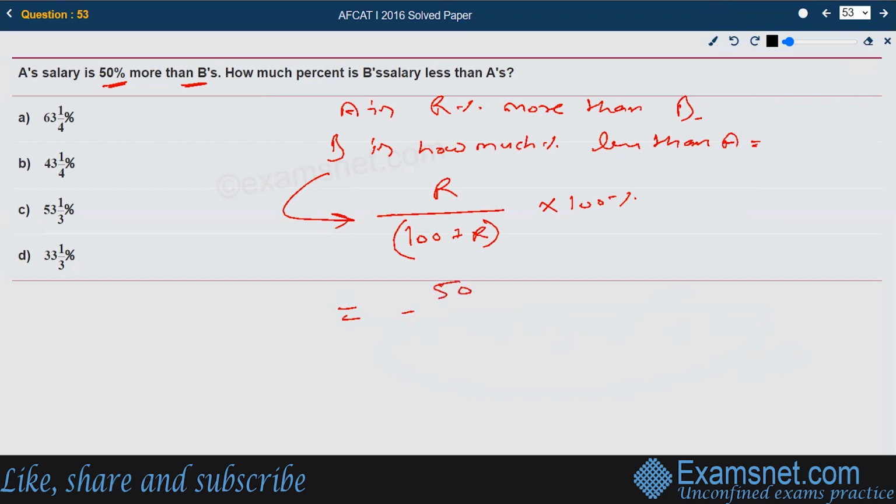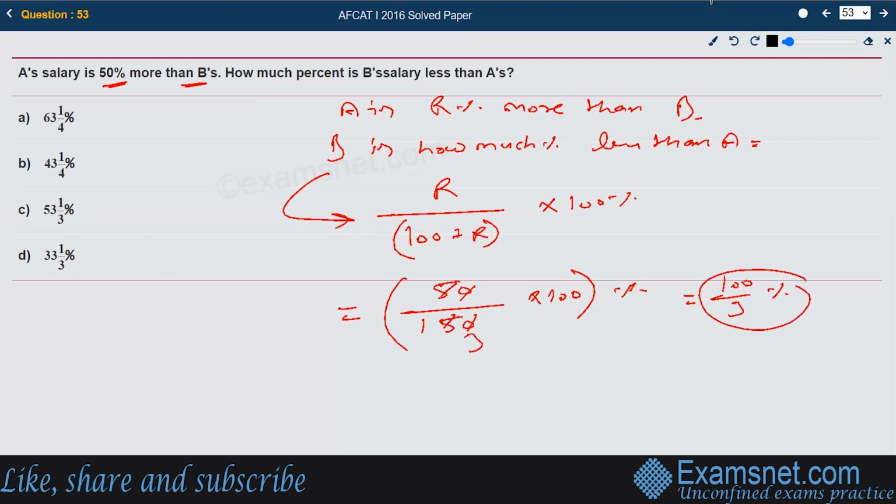R here is 50, and 100 plus R is going to be 150, into 100%. This much is your B lesser than A percent. If you solve this, it cancels down by 3, so it comes out to be 100 by 3%. So your B is 100 by 3 percent lesser than A, or we can convert it into a mixed fraction, that is 33 1 by 3%. So the right answer is option D.